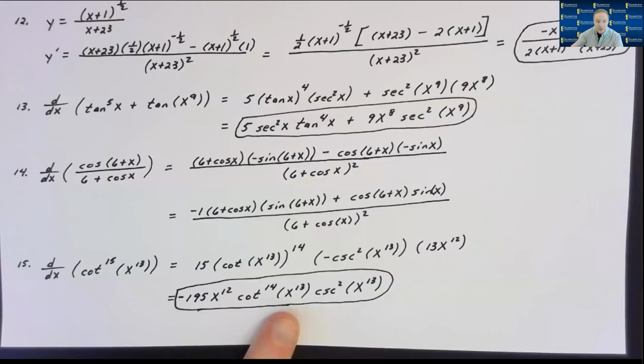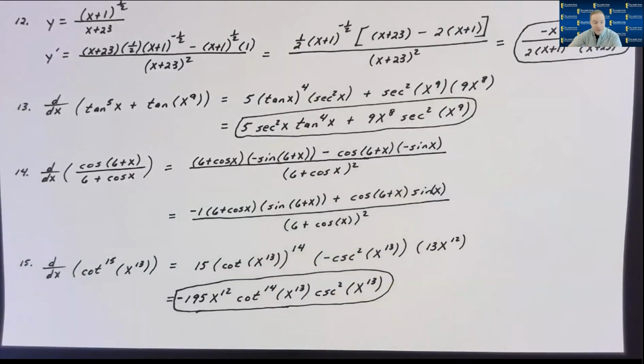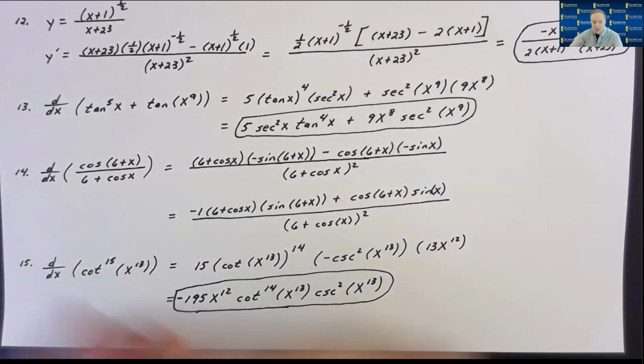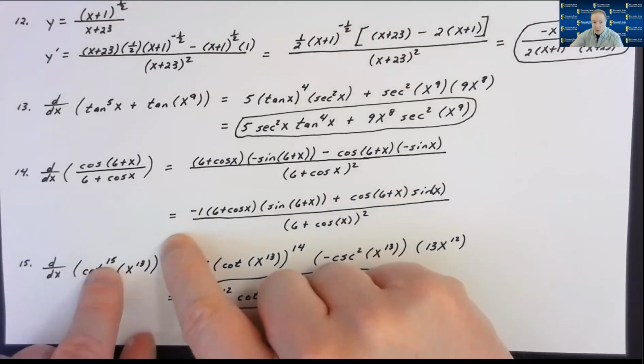Now for the next question here, number 15, we have the derivative with respect to x of the cotangent of x to the 13th, that whole cotangent function raised to the 15th power. So it's extremely important that you understand this 15 here means this entire group is raised to the 15th power.